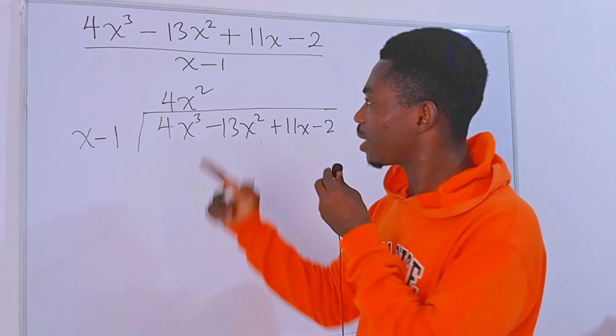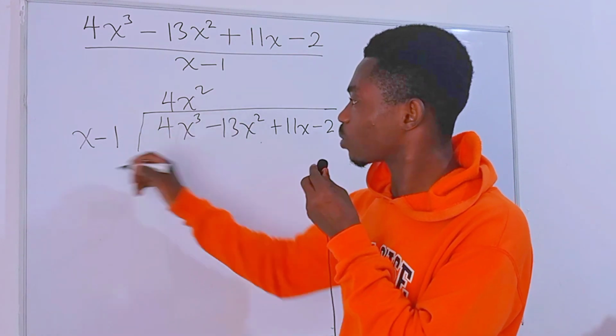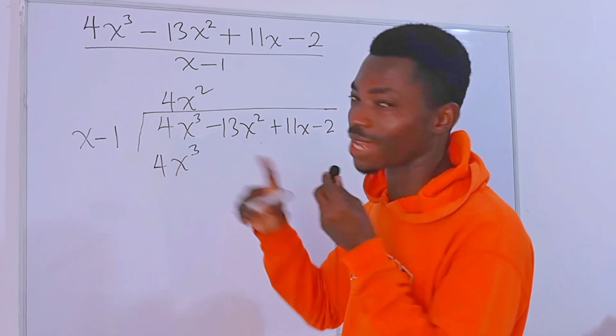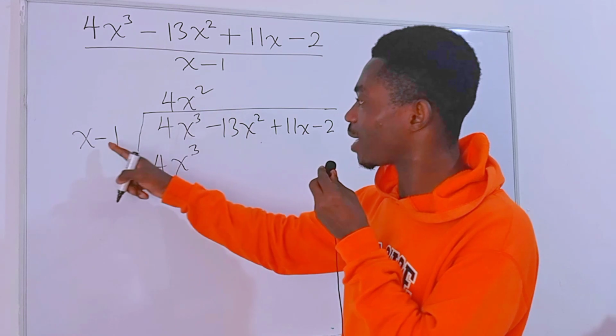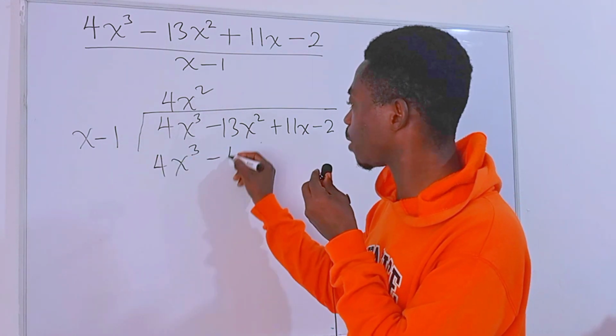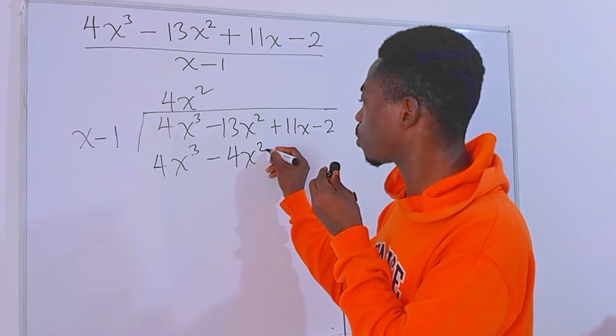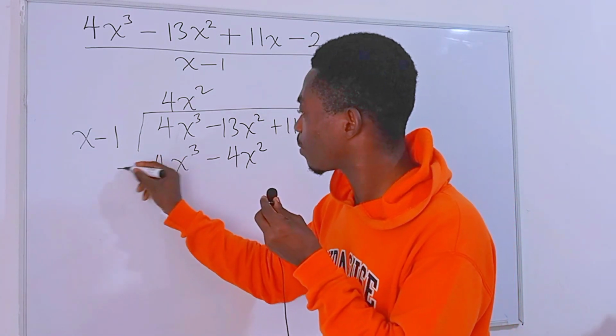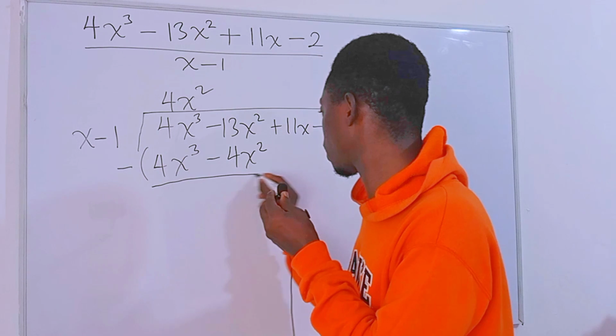And to do that, multiply this by the x so that we get 4x to the third power. It doesn't end there. Multiply this by the negative 1 so that we get negative 4x squared. To check whether there's a remainder, just find the difference.